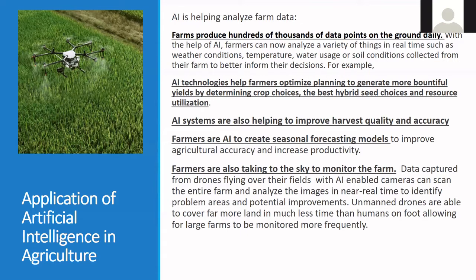And then again, another daily data point is the soil condition collected from their farm to better inform their decisions. So artificial intelligence technologies help farmers optimize planning to generate more yield by determining crop choice, the best hybrid seed choices, and resource utilization.